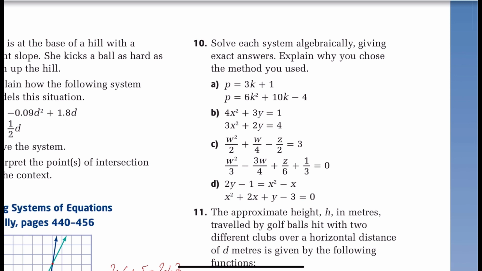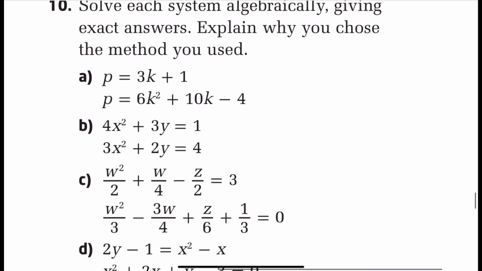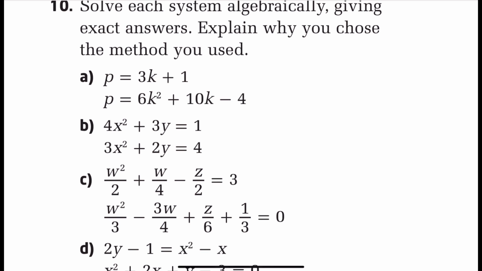But if they don't have the same power, you put them equal. So I have P is equal to this and P is equal to this. I will put this equal to this and solve for k. Let's do that. So I have 3k plus 1 is equal to 6k squared plus 10k minus 4.